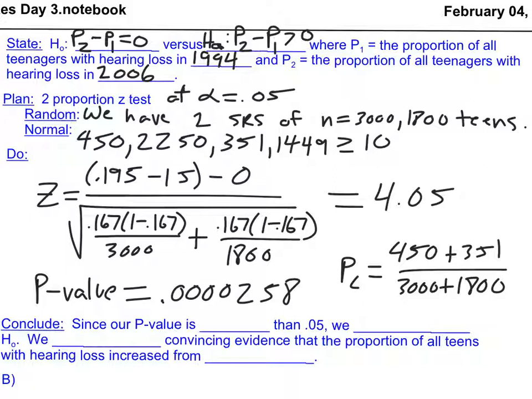Okay. Same old conclusion though. Our p-value is less than 0.05. We reject H0. We have convincing evidence the proportion of all teens with hearing loss has increased from 94 to 06, right? We always finish with one sentence in context about HA.